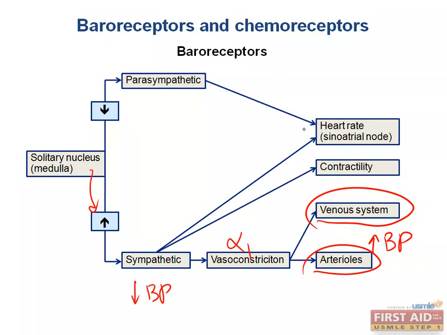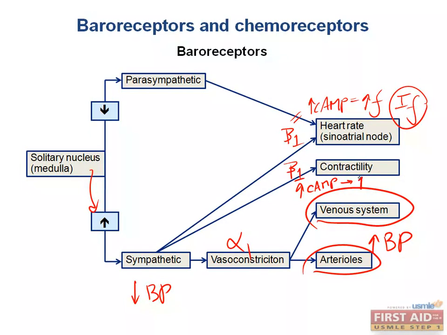as well as you get beta-1 stimulation that causes an increase in cyclic AMP and will increase the frequency, F is for frequency, at which you open the funny channels that are responsible for our funny current. And we also stimulate beta-1 receptors that increase cyclic AMP in contractile cells, which leads to an increase in intracellular calcium, causing an increased contractility.